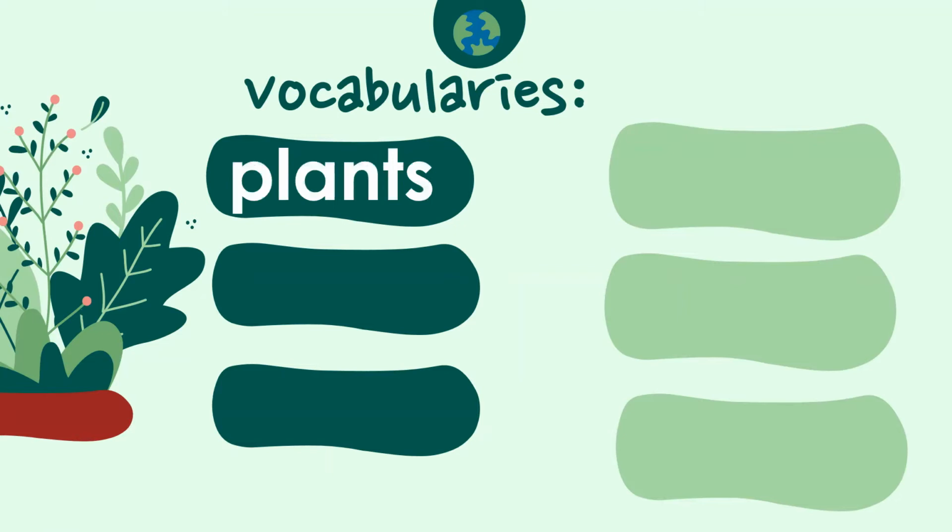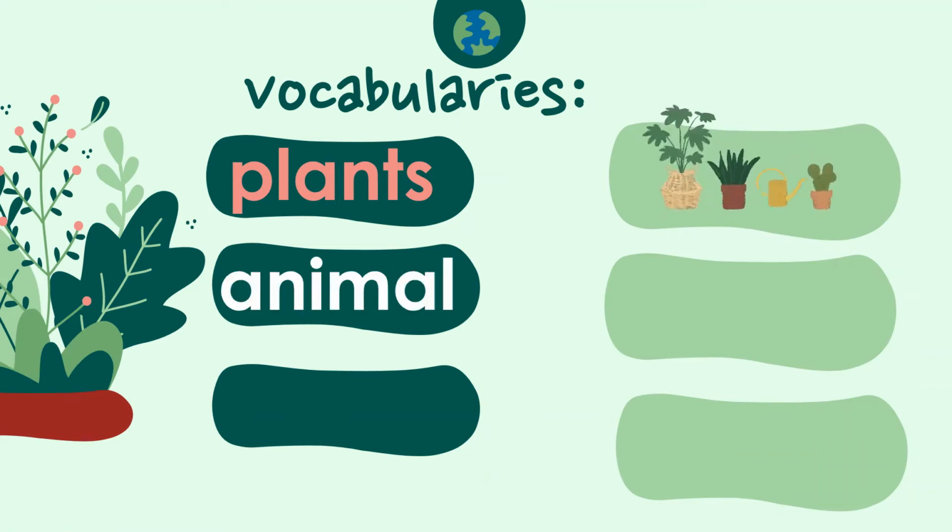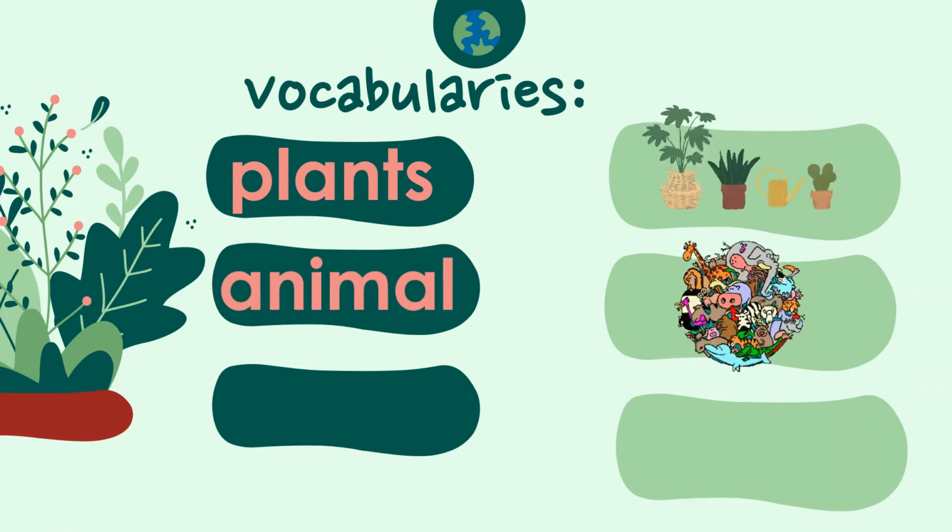Let's start with plants. Let's spell the word plants. Plants. Okay, these are pictures of plants. Now, our second word is animal. Let's spell the word animal. A-N-I-M-A-L. Animal. So these are pictures of animals.